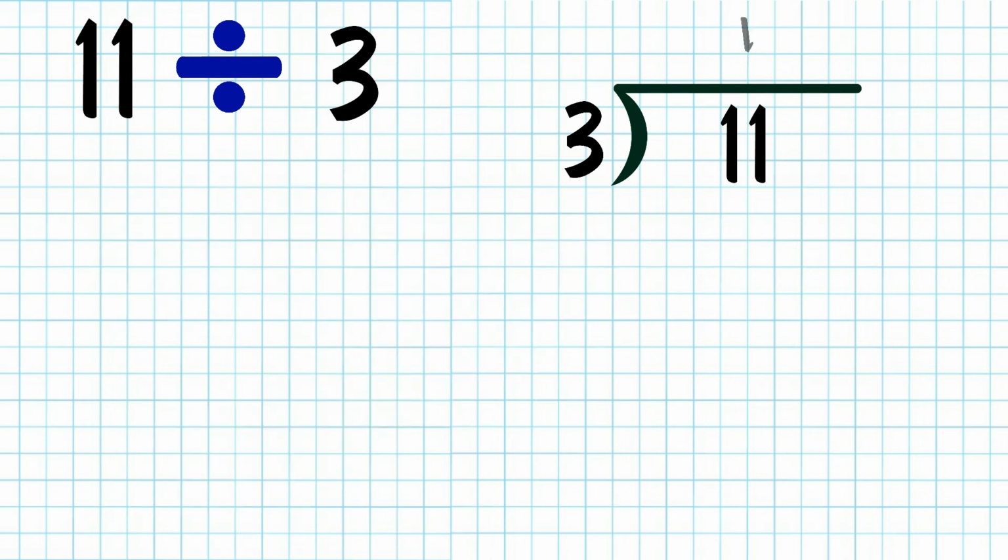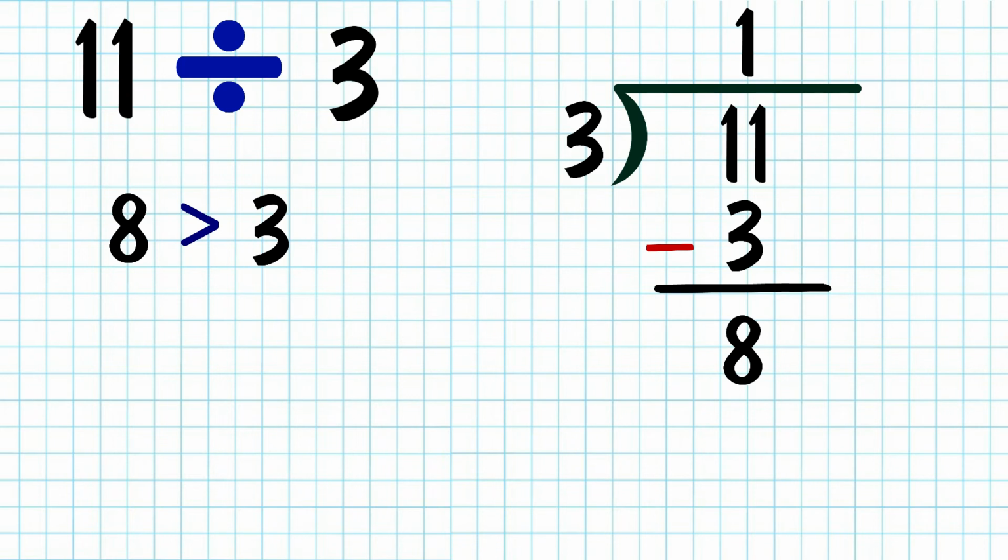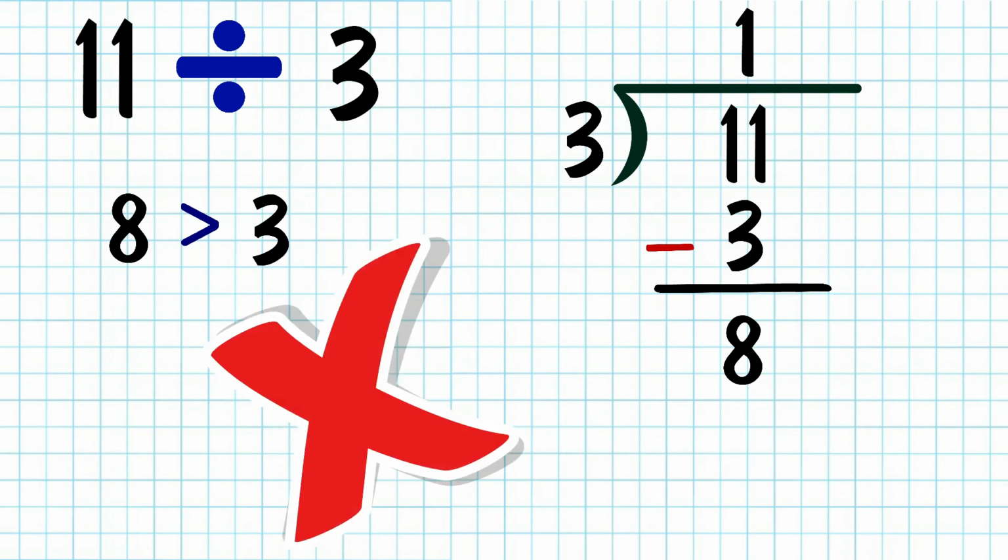Let's say that I put 1 in the place of the answer, so 1 times 3 gives us 3. If we subtract it from the total number of candies, we are left with 8. And as 8 is greater than 3, we can make more groups of 3 out of 8, which means 1 is not the correct answer. The remainder should never be bigger than the divisor.